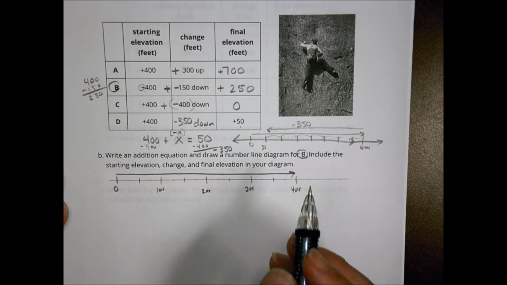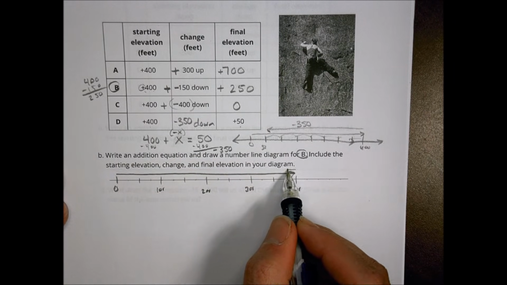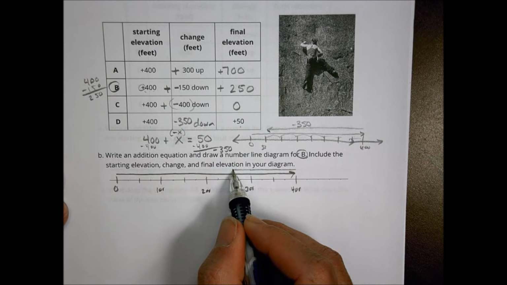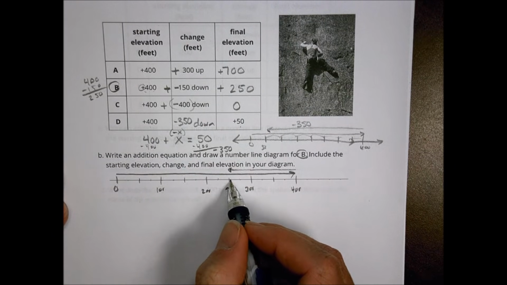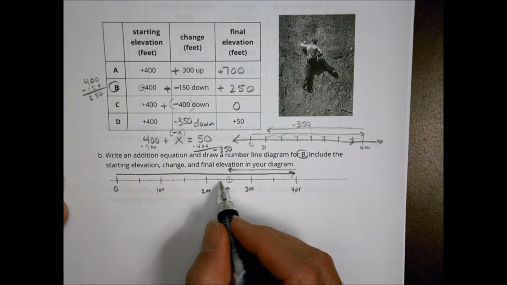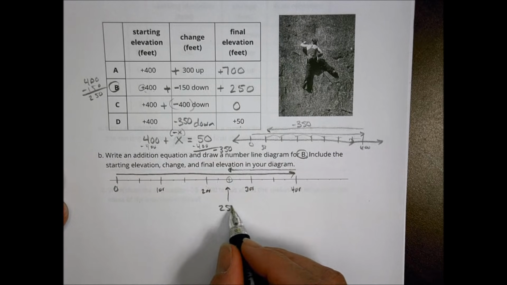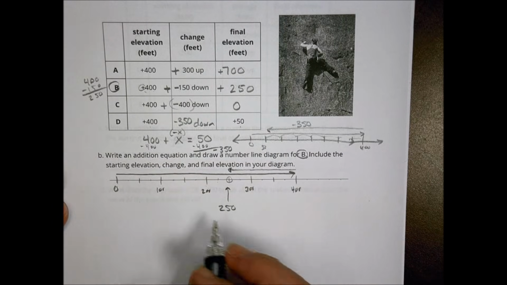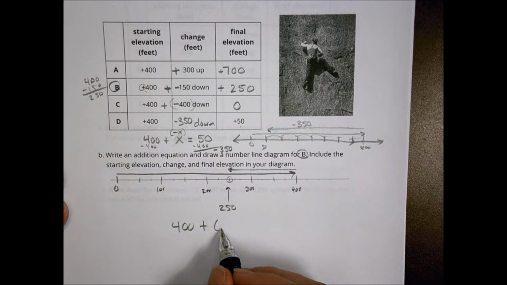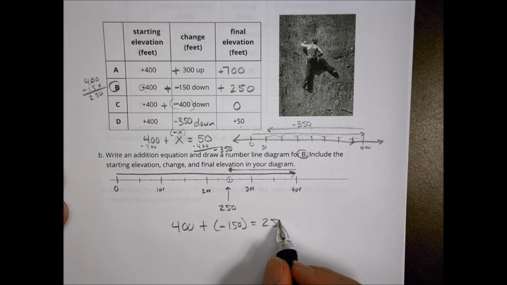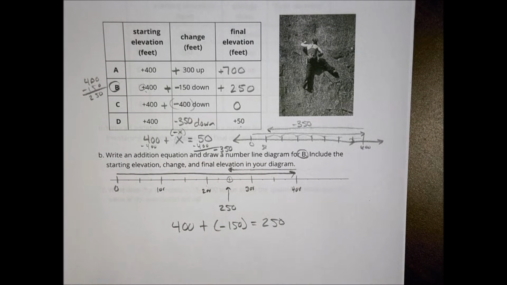And it says we're going to go 150 down. So that becomes 150, and I stop right there at that point. The question is, what is that point right there? This is going to be 200, 25, 250 is where I'm at. Now as an equation, what we're saying is that I have 400 plus a negative 150 equals 250. And that becomes my equation for B, and that's the idea.